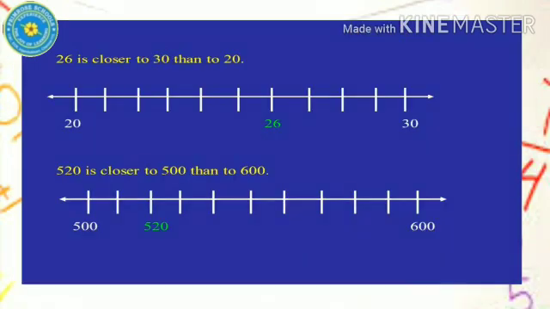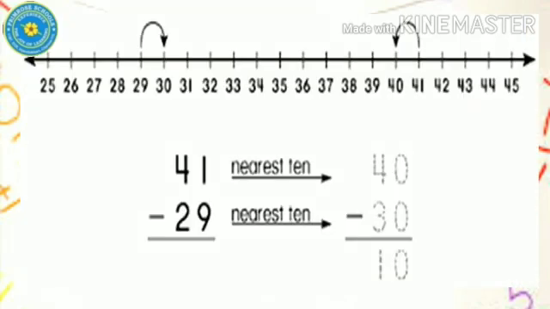Correct? Let us now take a closer look at the number line for the number 26. So if you see, 26 is closer to the number 30 rather than to the number 20. Hence, 26 can be rounded off to 30. Similarly, another number has been given in the image, which is 520. If you draw the number in a number line, 520 is closer to 500 than 600. Hence, 520 can be rounded off to 500.